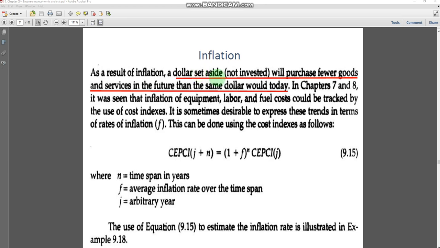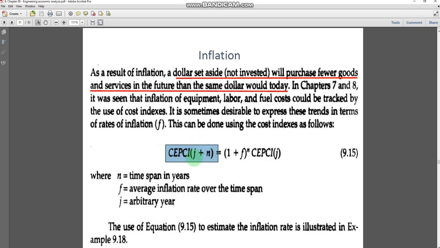Okay, in chapters 7 and 8, it was seen that inflation of equipment, labor, and fuel costs could be tracked by the use of cost indexes. So we have used the cost indices earlier to incorporate inflation. It is sometimes desirable to express these trends as a rate of inflation. Basically the CEPCI that we discussed earlier represents the inflation. This can be done using the cost indexes as follows. So now we will see how we can calculate the inflation. CEPCI represents the cost index for the years for which you want to calculate.